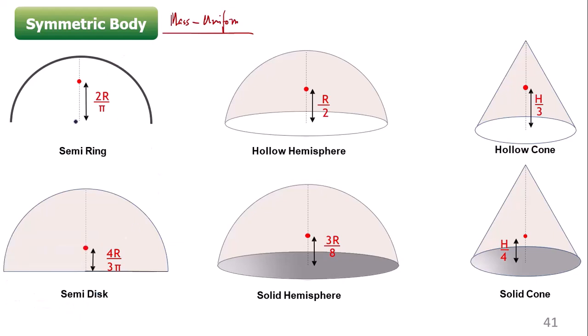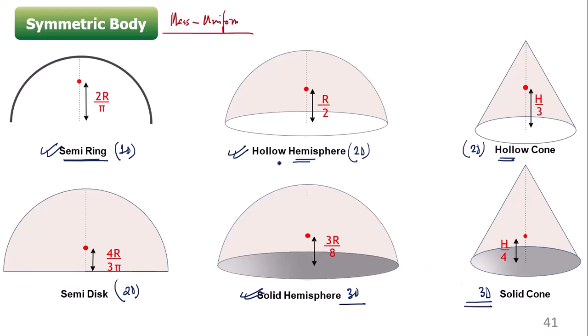This is a geometry. The semicircular ring is a geometry that we say is a 1D type of geometry, like the ring. The hollow hemisphere is a 2D geometry because it is an area geometry. For the hollow hemisphere we define the area; for the ring we define the length. The hollow cone is again a 2D type of geometry. So these are the 1D geometries, and these are the 2D. Then the semicircular disc: again I consider it a 2D type of geometry. The solid hemisphere we consider a 3D geometry, and the solid cone, again, I consider a 3D geometry.